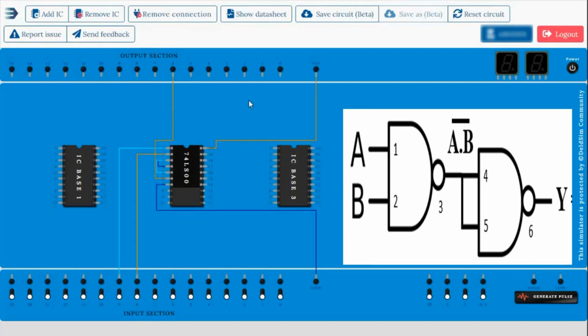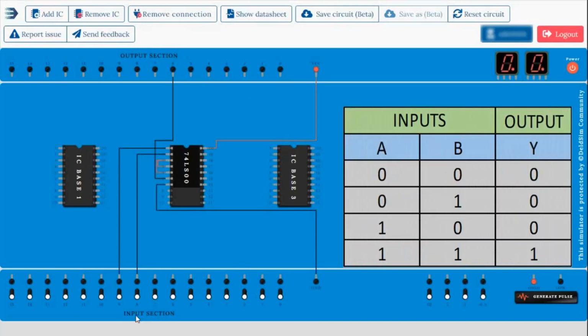You also can use any other input-output combination of NAND gate. Now power on the simulator. We have to verify the truth table of AND gate.